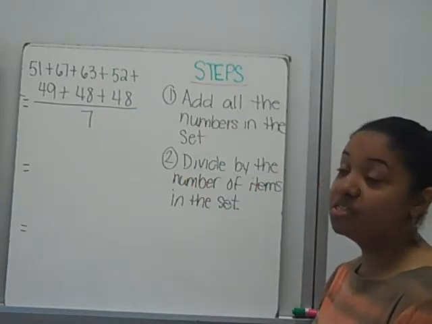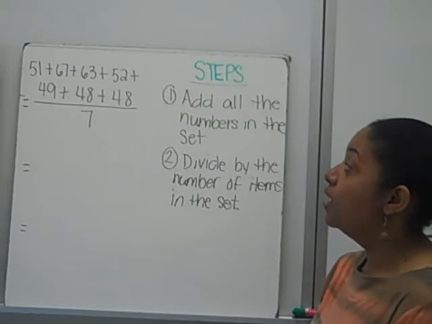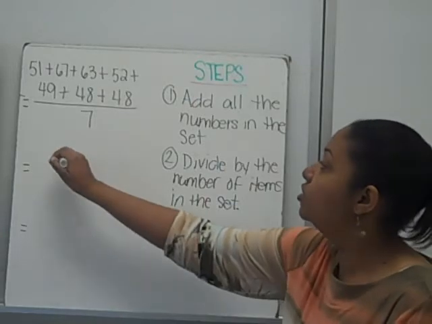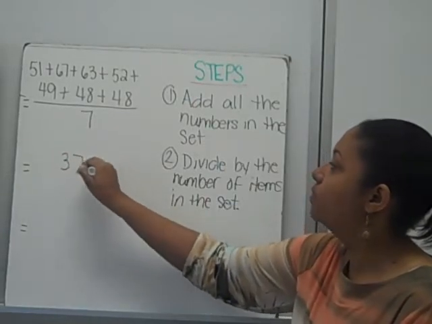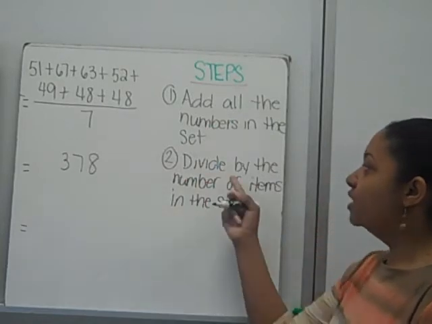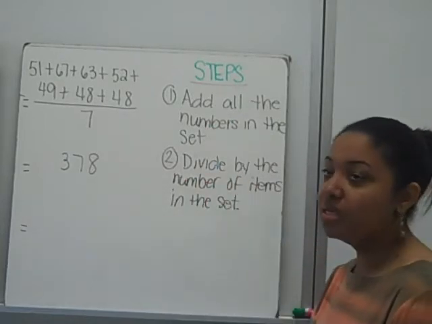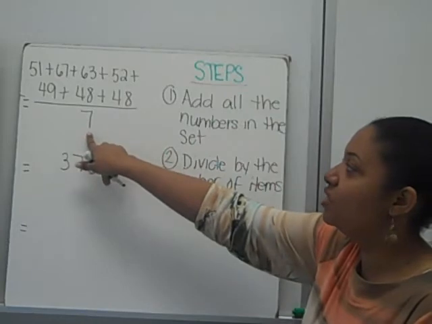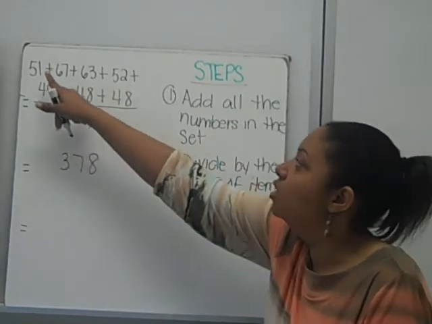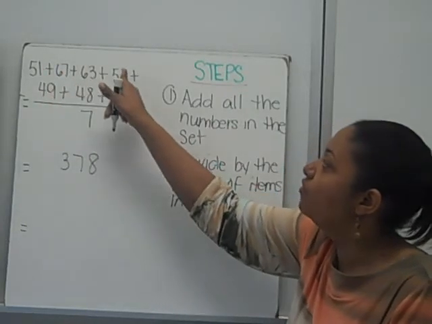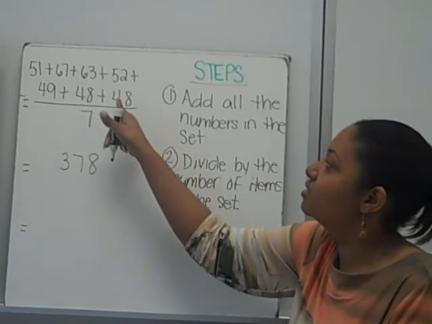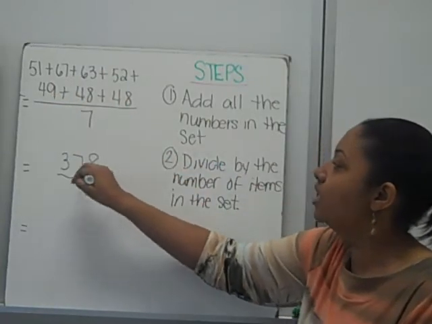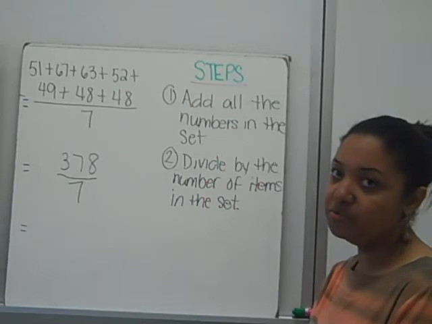Once you add them up, and this is by showing your work, you're going to get 378. So the next step says divide by the numbers in the set. Well, if you notice, I already put 7 here because there are 7 numbers in the set. 1, 2, 3, 4, 5, 6, 7. So there are 7 numbers in the set, so I'm going to divide by 7.